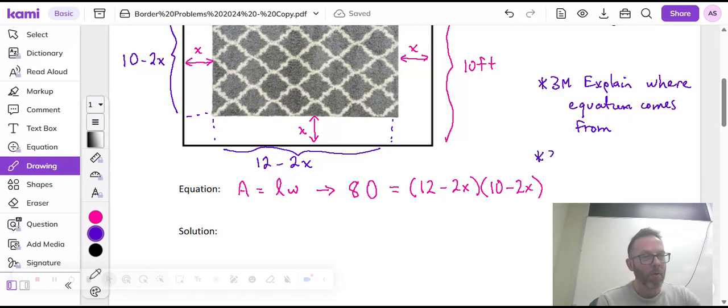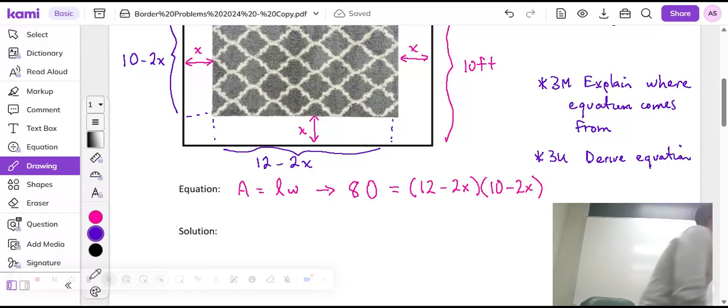For the 3U people, you will have to derive the equation. You will have to do what we just did. Okay, so the 3M people aren't out of the woods. You need to be able to explain the pieces of the equation and where they come from. But the 3U people, I'll give you the question, and you have to kind of derive things. That's just the expectation for the 3U course. But everybody, both courses, have to solve this level of equation.